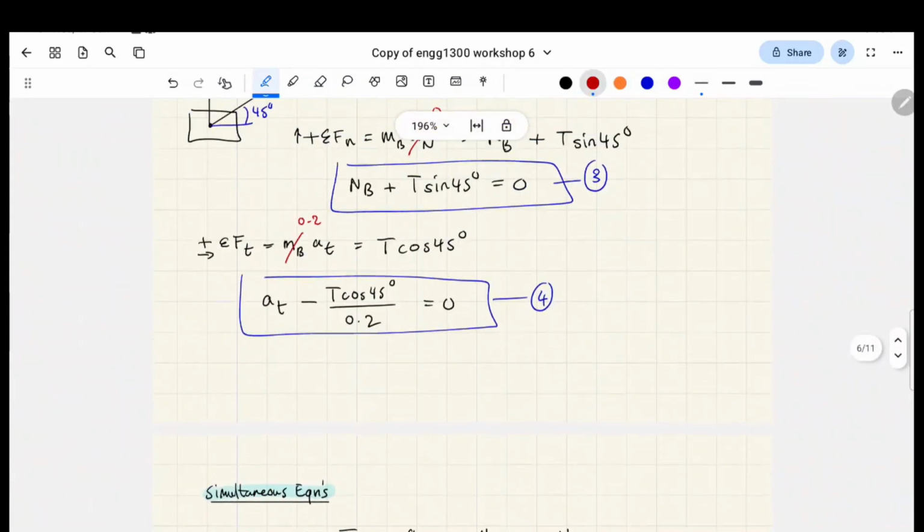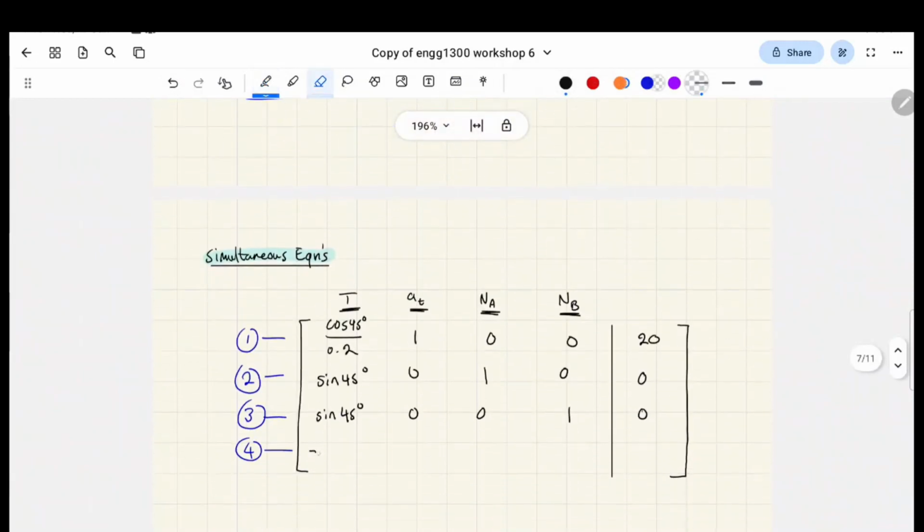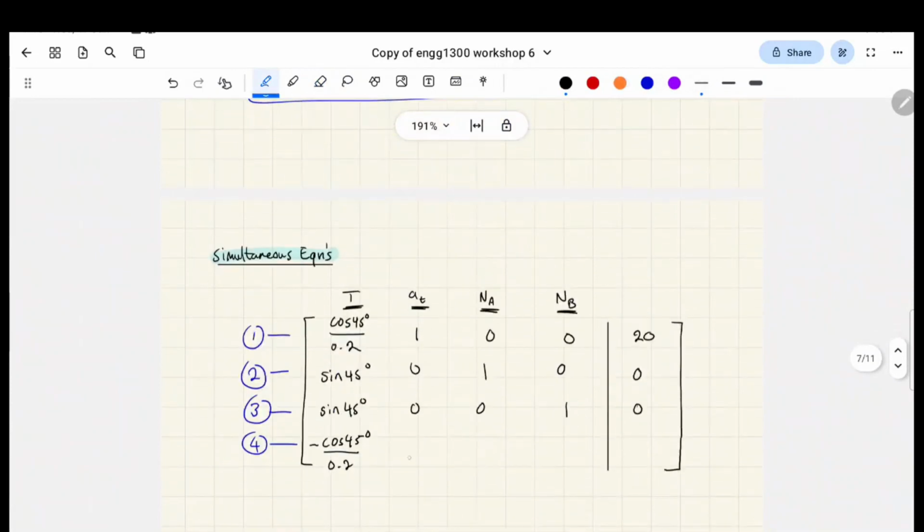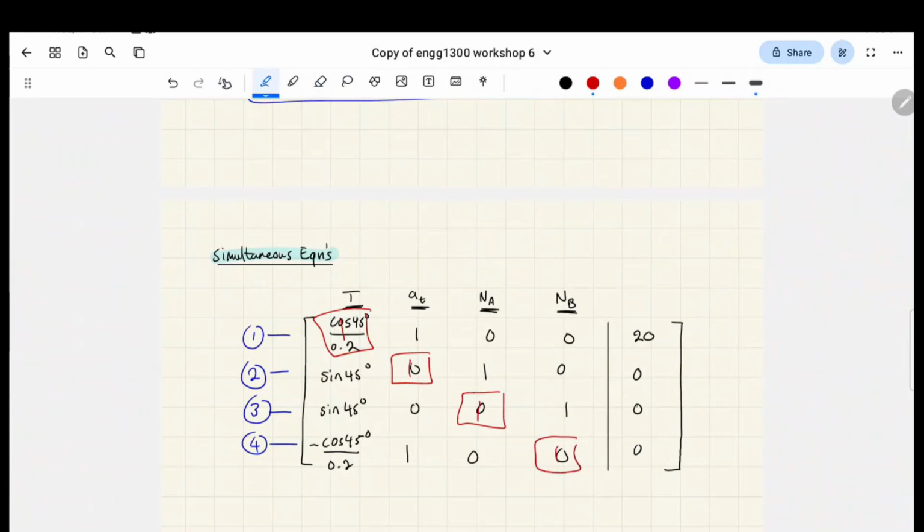So equation 4, t was negative, negative cos 45 over 0.2 for t. For A, it was 1. And for the rest, it was 0. Okay, so we've got everything set up. When you put this through SimulLab, what it does is it row reduces everything, and so everything wants to become 1 here, and then all these will be 0.